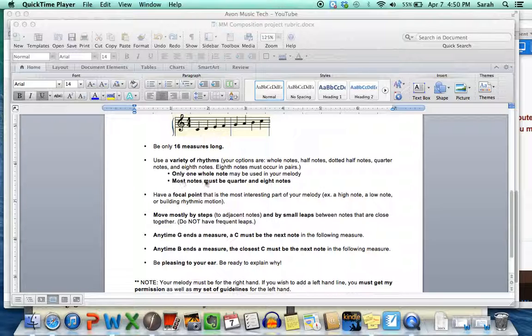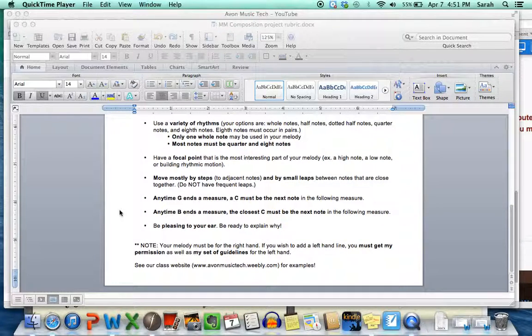You may only use one whole note in your whole melody. It's up to you where you put it, but make sure you can explain your artistic choices. Most of your notes must be quarter and eighth notes. Your melody should also have a focal point that is the most interesting part of your melody. This should occur somewhere near the middle, so around measure 7, 8, 9. This can be a high note, a low note, building rhythmic motion.